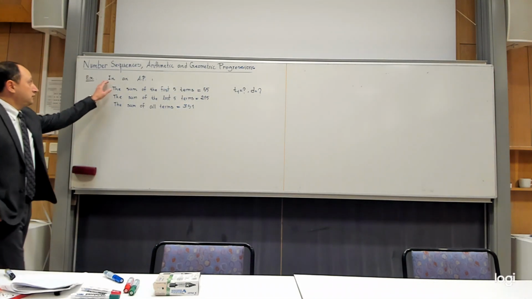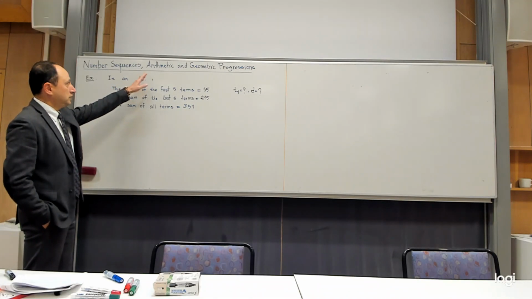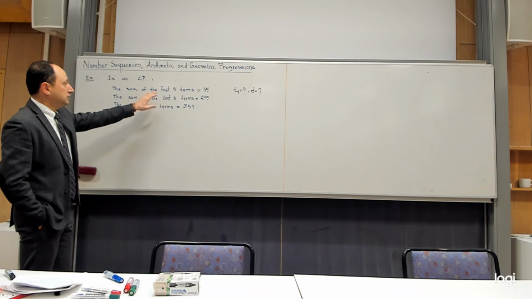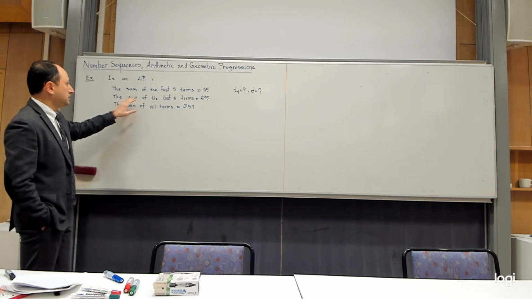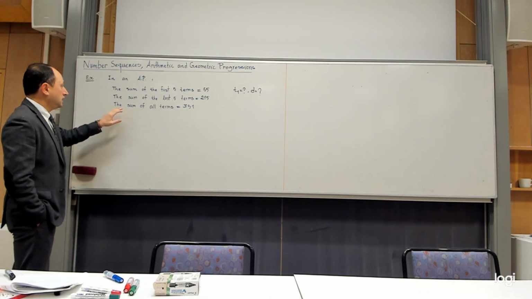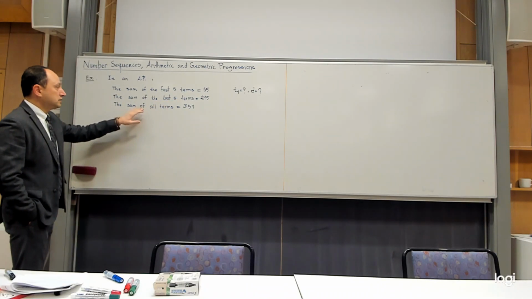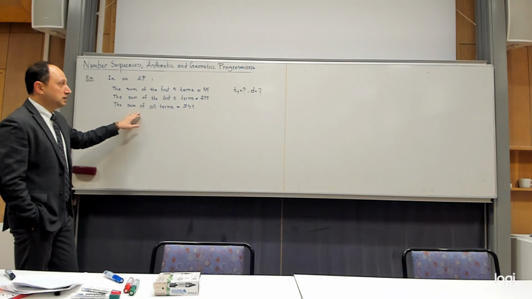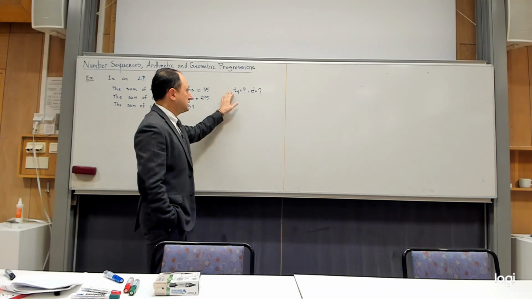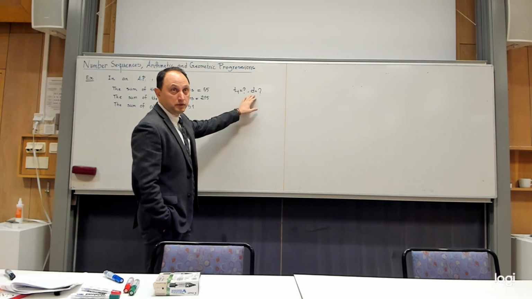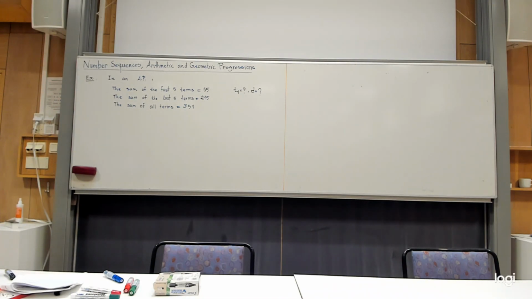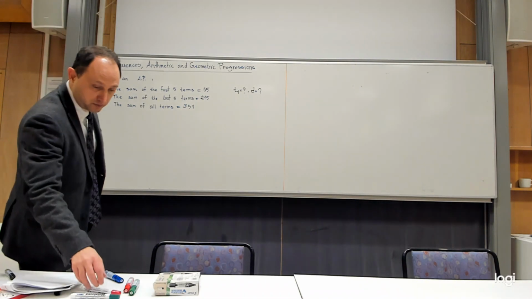So we have an arithmetic progression, AP for arithmetic progression. We know that the sum of the first 5 terms is 55, the sum of the last 5 terms is 215, and we also know that the sum of all the terms is 351. We are supposed to find the first term, if I call it t sub 1, and the common difference d, yes? We are supposed to find these two. And then, of course, if you want, I can write the formulas here for you.